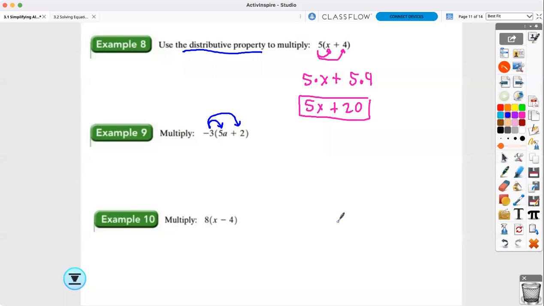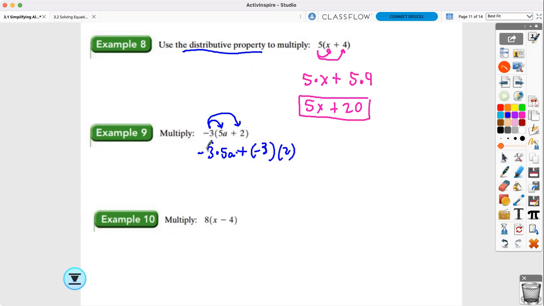I personally use arrows to denote distribution. So I know that my -3 is going to be multiplied to 5a. And then I'm going to do plus -3 times 2. I'm only putting parentheses around the second one because I don't want you to confuse the plus and minus. I need you to know that the 3 is negative.